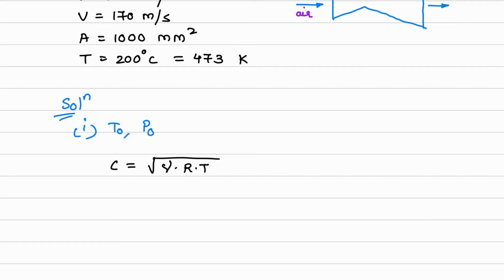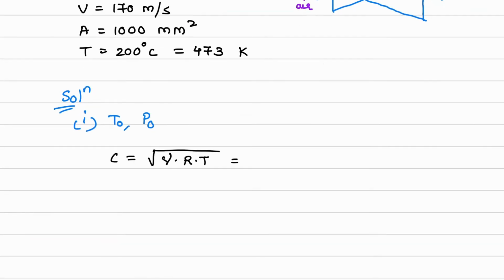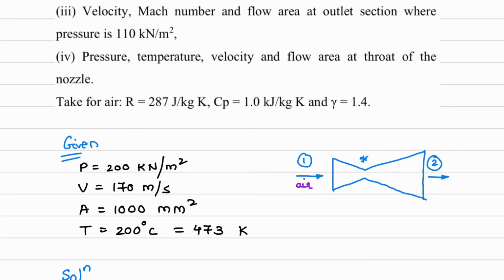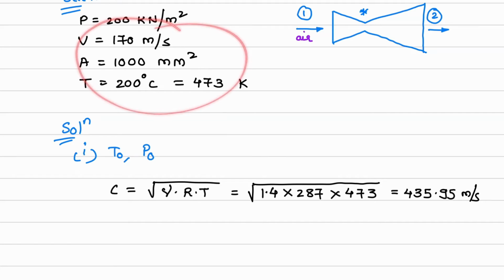Okay, now gamma for air has been given in the question, it is 1.4. So I'll substitute that value 1.4, into R is 287 joule per kg Kelvin, into temperature at the given section, which is 473 Kelvin. The whole will be under root. If I calculate this, I'll get 435.95 meter per second. So this is the sonic velocity at the given section.